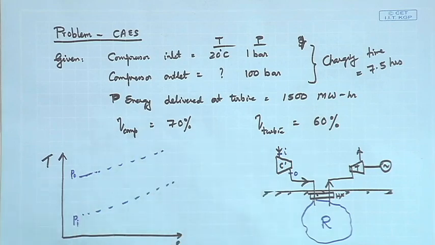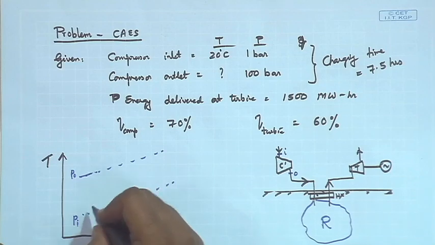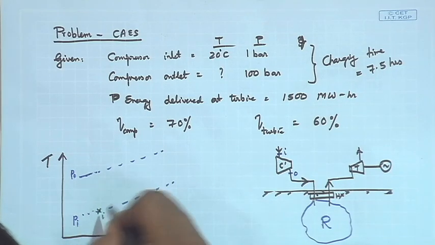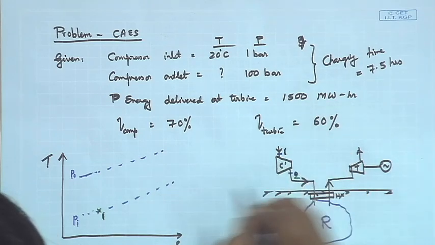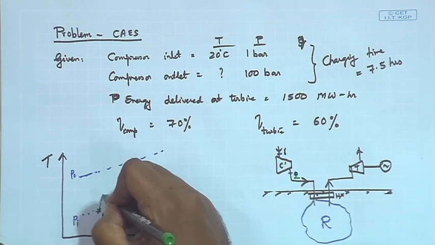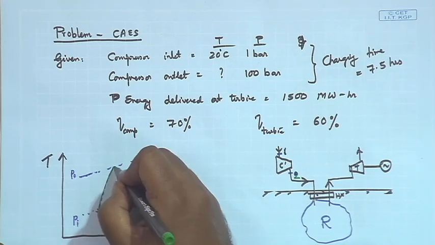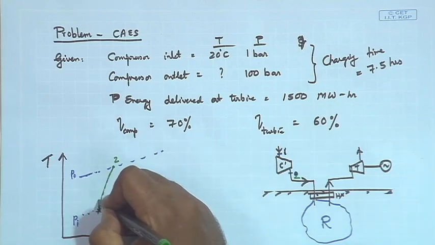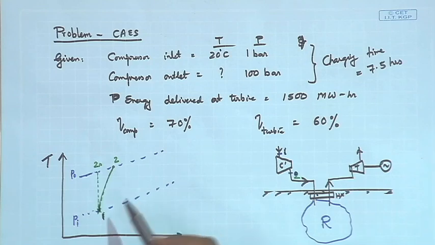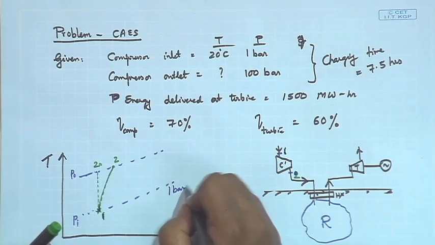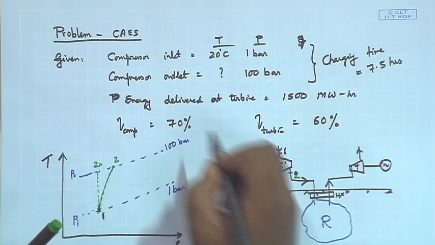If I look at the cycle, this is my point 1, and let us call this 2. This is my 1 to 2, and if it were isentropic, I would have landed at 2s, but since the compressor is not isentropic, I will end up somewhere at 2. This pressure is 1 bar, and this pressure is 100 bar.